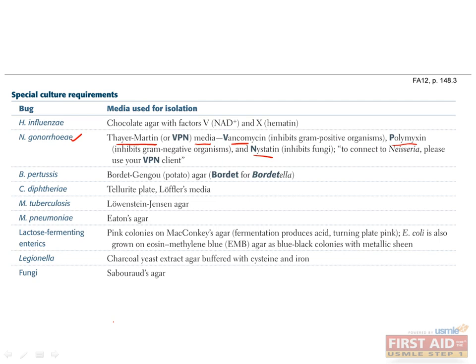Media can also be differential, meaning it induces only the bacteria you are interested in to change color so that you can distinguish them from everything else. An example of this is MacConkey's agar, which will only turn pink in the presence of lactose-fermenting bugs, such as E. coli.